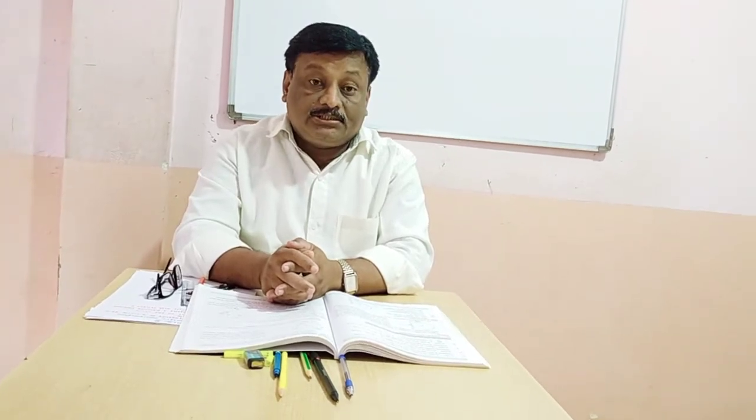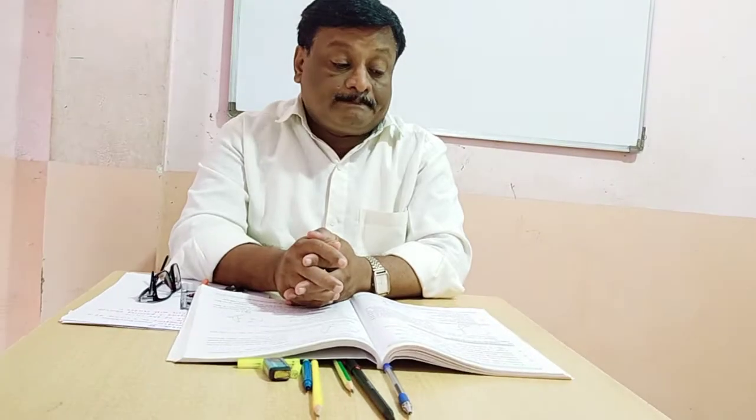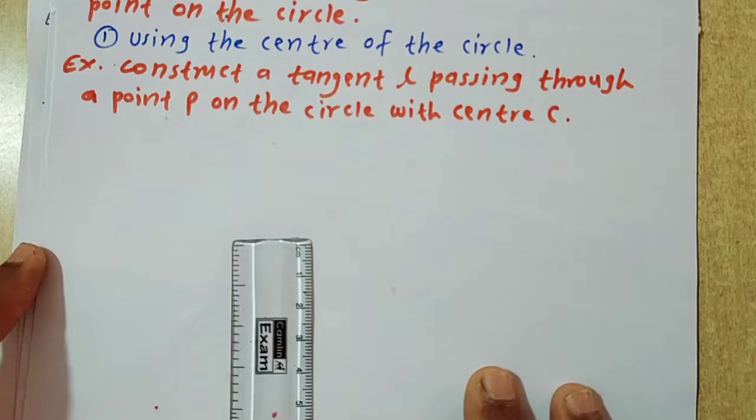Today we will see construction of a tangent to a circle at a point on the circle. First method is using the center of the circle. An example is: construct a tangent L passing through a point P on the circle with center C.